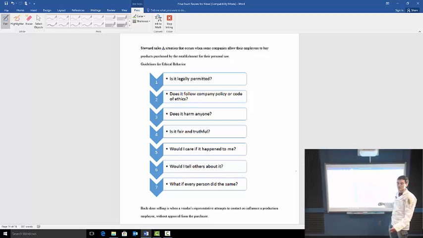Now, we've talked a lot about what is unethical, so now it's time to talk about what is ethical. We have 7 guidelines for ethical behavior. This is your checklist to help you make ethical decisions. Ask yourself these 7 questions.